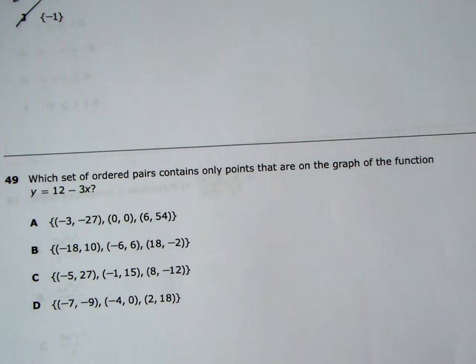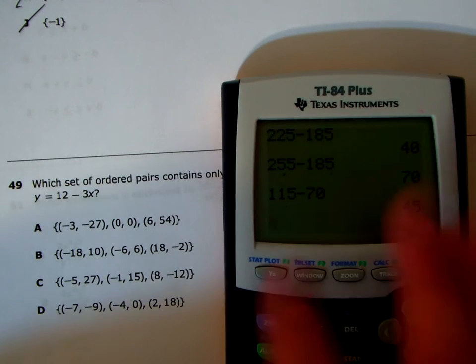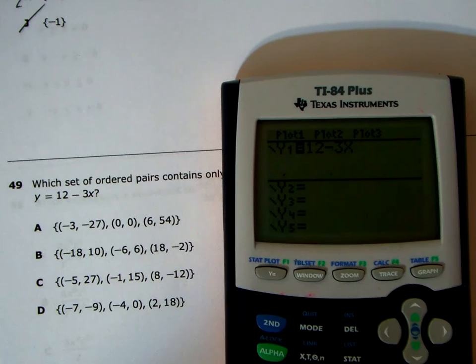Okay? So it says, which set of ordered pairs contains only points that are on the graph of the function? I'm telling you, this is going to be easy for y'all because I taught you all these calculator tricks. So the first step is to type in the equation, right? 12 minus 3x.